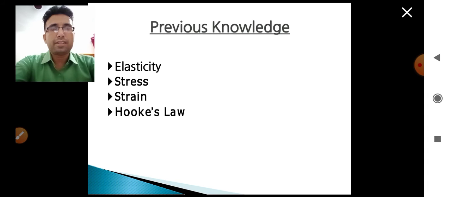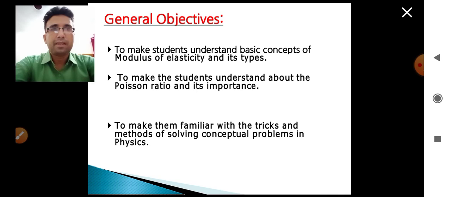Then what is the strain? It is simply the ratio of change in dimension to the original dimension, known as the strain of the body. Now, next is Hooke's law. It is a very important aspect. Let us first of all discuss Hooke's law before going to our topic.